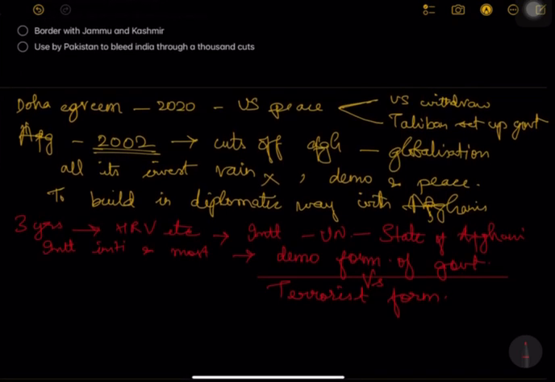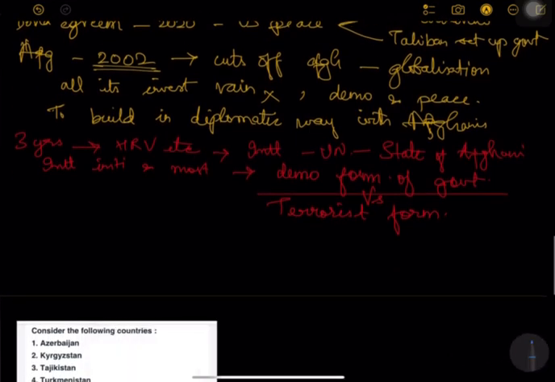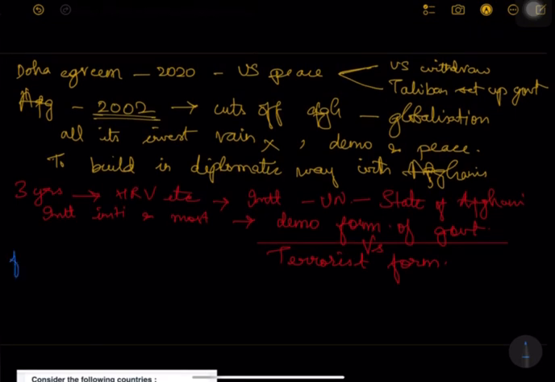The third problem is its border with Jammu and Kashmir. As we already discussed earlier, it has a lot of problems. One, it will fuel radicalism in Jammu and Kashmir, and the problem of drugs, obviously, as we saw with the Golden Crescent and the Golden Triangle earlier. So it is definitely a very huge problem for the internal security of India.